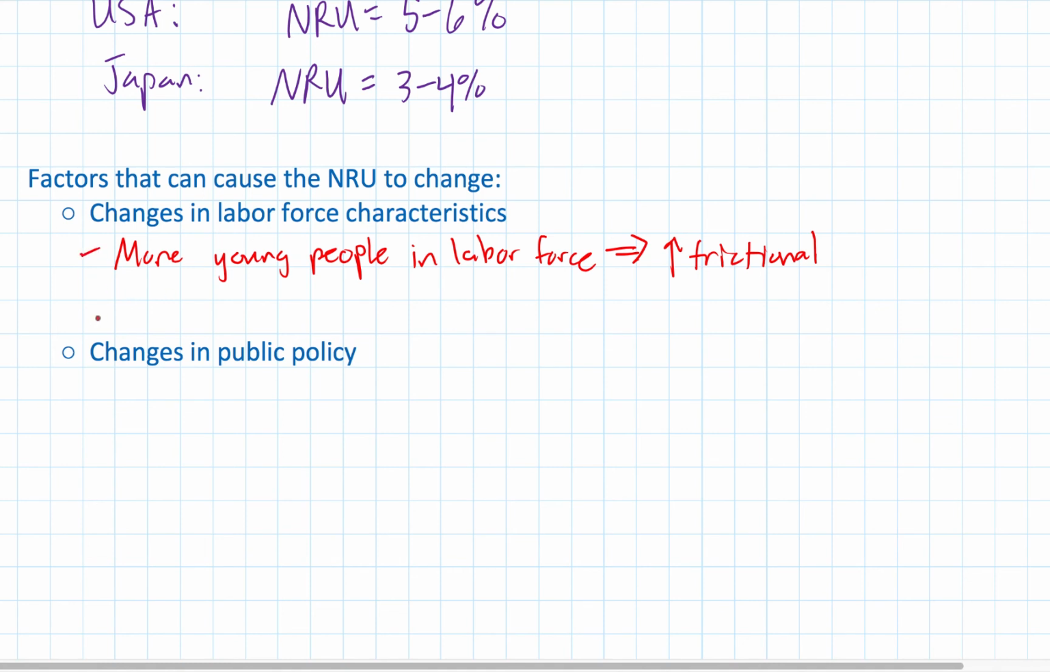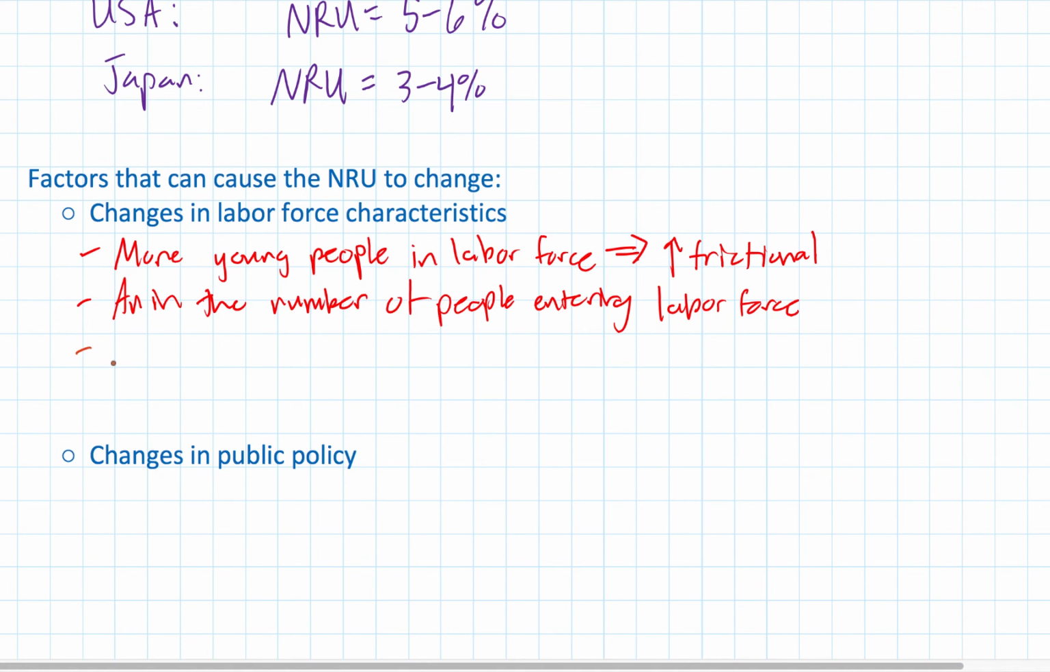Another change in the labor force characteristics that could cause the natural rate of unemployment to increase could be an increase in the number of minorities or women or immigrants entering the labor force. We could just say an increase in the number of people entering the labor force. This is kind of an extension of the increase in the number of young people entering the labor force. If groups that historically did not participate in the labor force start to enter in larger numbers, we're also going to see an increase in the level or the degree of frictional unemployment.